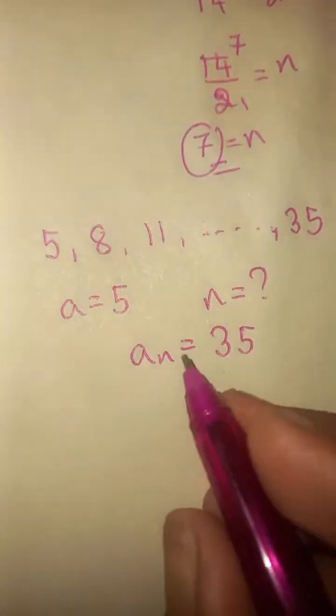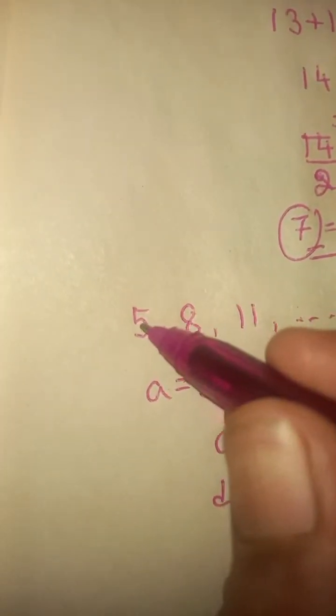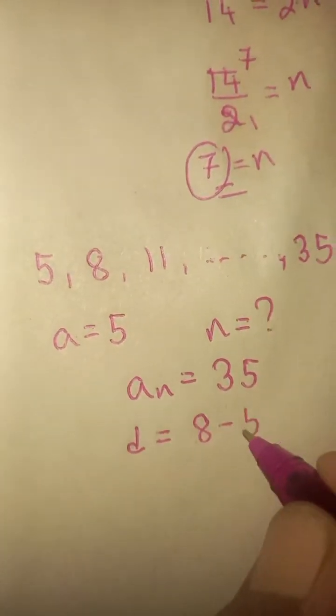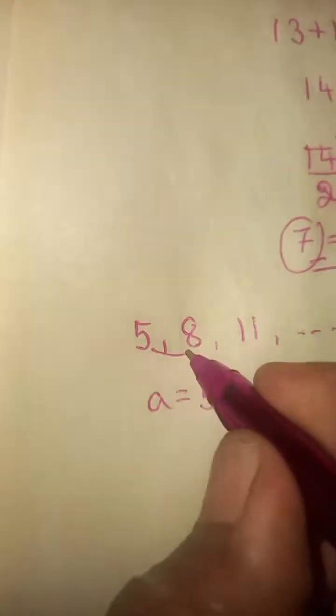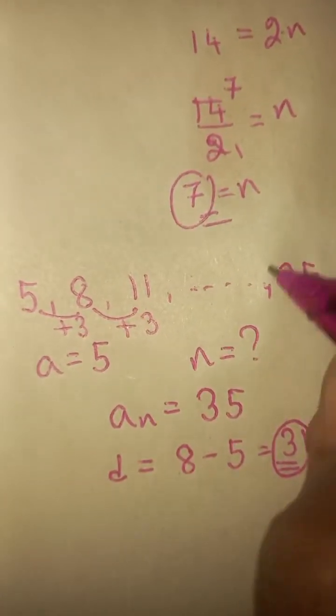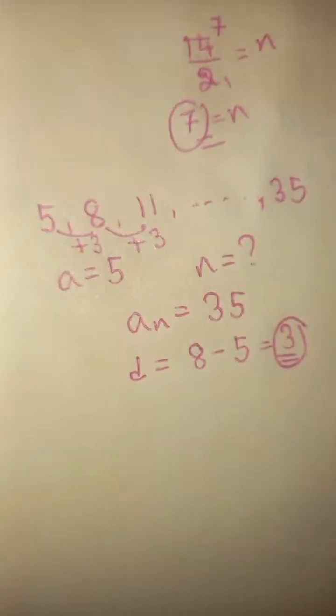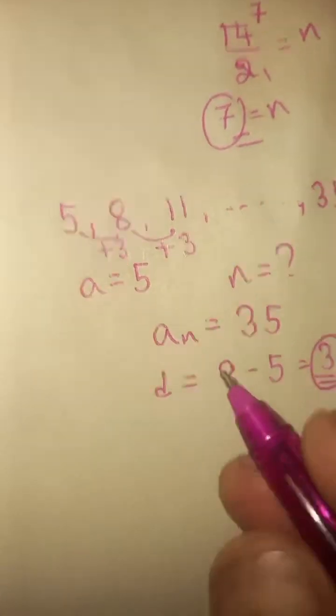And now we need to find d, which means second term minus first term, which is 8 minus 5, which is 3. We keep on adding 3 here, plus 3 here, and again plus 3 here, and like this we are going to get 35. Now let's find out how many total terms are in this series. You can do it out.